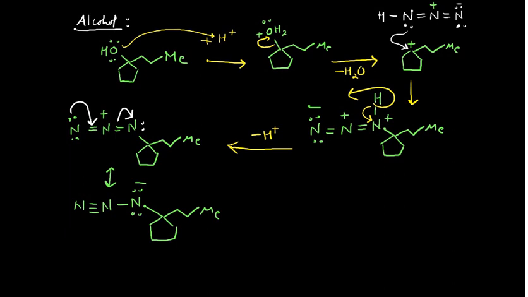Now this step is very important. In this step your nitrogen will leave from here and you will increase the ring size by 1 unit. How can it happen? You can number this. This was your carbon number 1, this is 2, this is 3, this is 4 and this is 5.